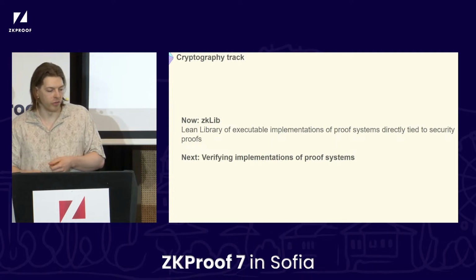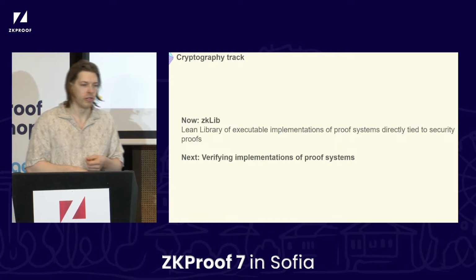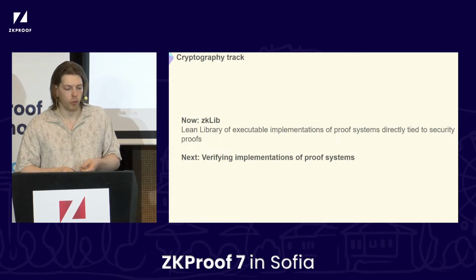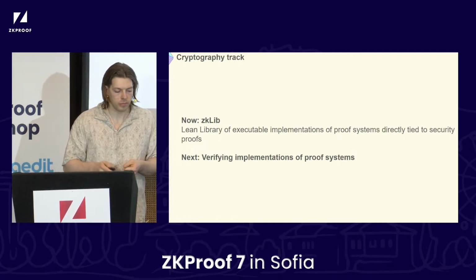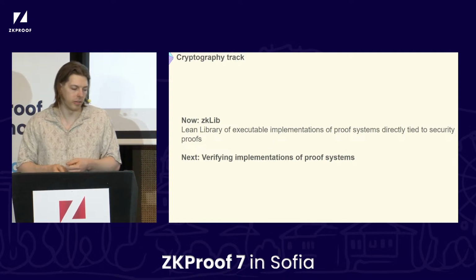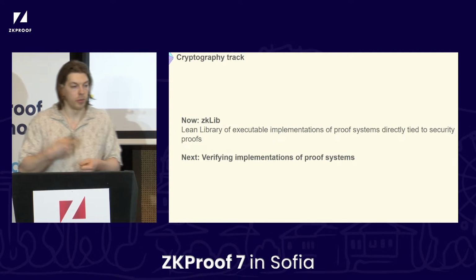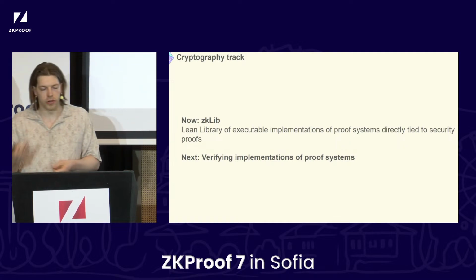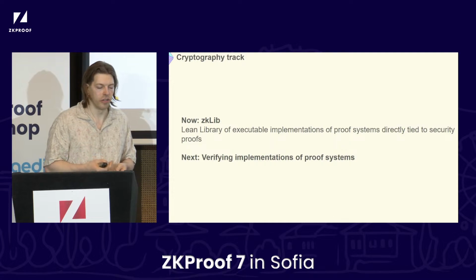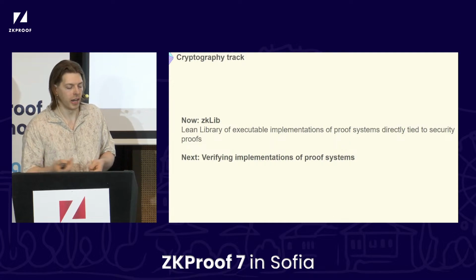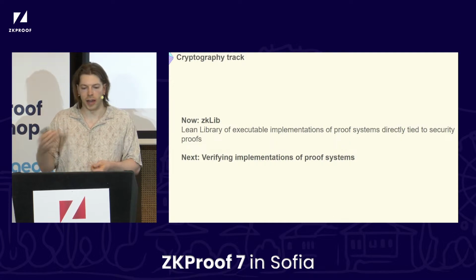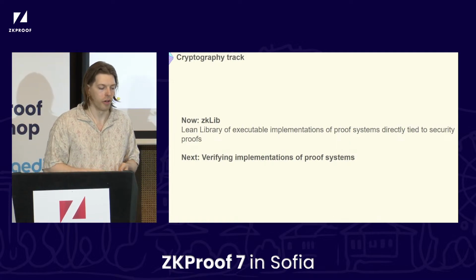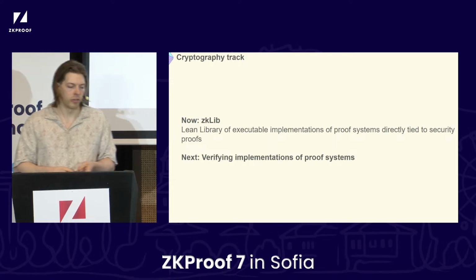This doesn't have to be proof systems that are specific to the Ethereum ecosystem. Any kind of IOP should be implementable within this library. And there'll be a few more details about this in about 10 minutes' time. But the next thing, once we have proof systems implemented in zkLib, will be to verify implementations of these proof systems, most likely written in Rust against zkLib. Here we'll be looking at tooling like Hax or Aeneas that have been developed independently for Rust verification and linking Rust to proof assistants.